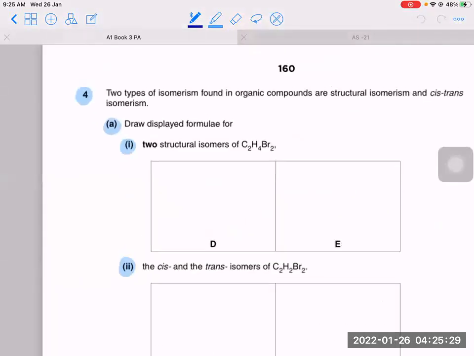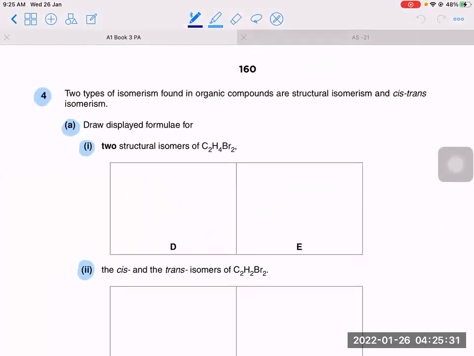Then we have question number 4. Two types of isomerism found in organic compounds are structural and cis-trans. Draw the displayed formulae of two structural isomers of C2H4Br2. So C2H4Br2 means C2 with 6 atoms around it. So this must be an alkane, yes, because it has 6 atoms around 2 carbons. So the arrangement would be CnH2n+2, yes. So this is an alkane, there's no double bond here.